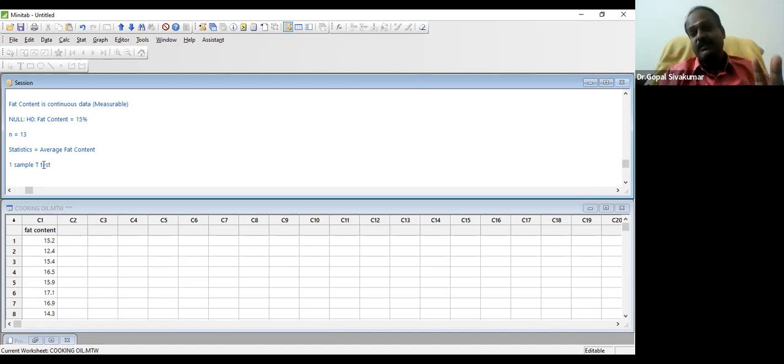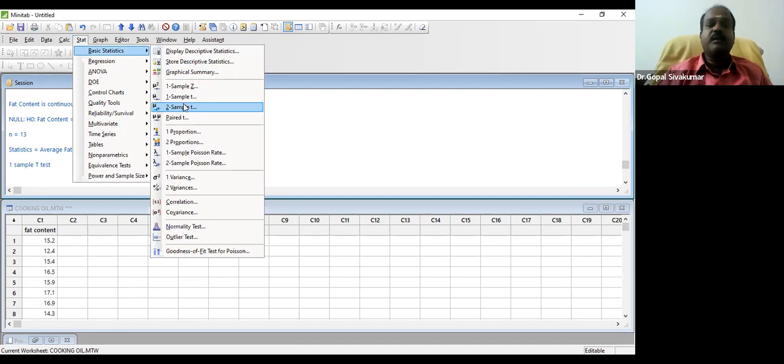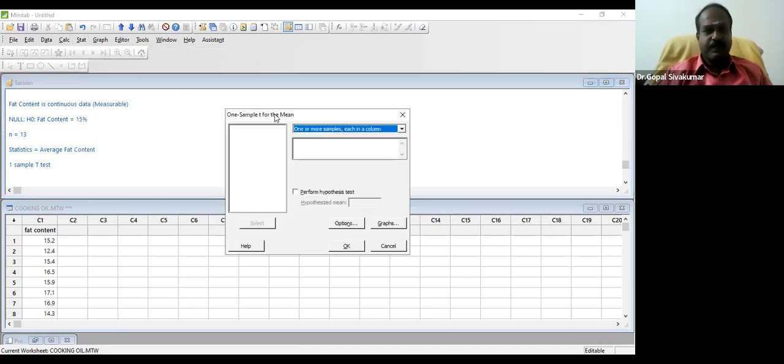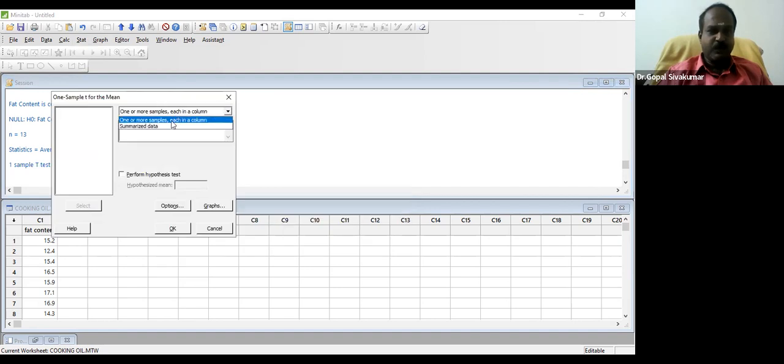Yes, sir. I'm checking whether my sample is equal to 15% or not. Now let me do it for you. Go to Stat, Basic Statistics, One Sample t. Come here. Now, summary or data? Now where is the data? Column number 1.